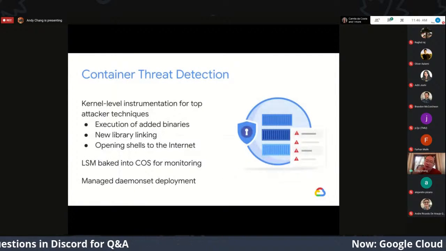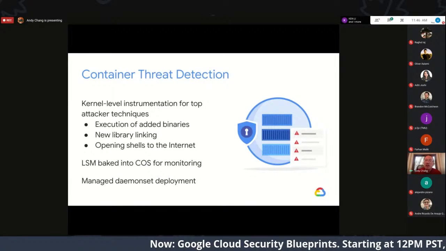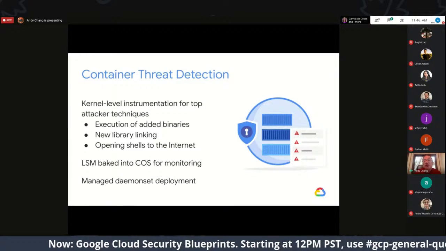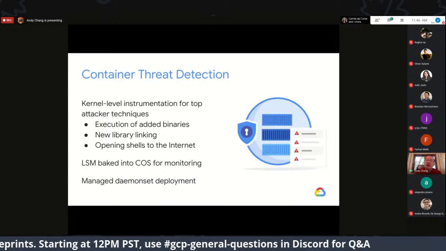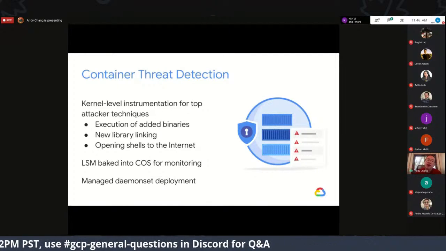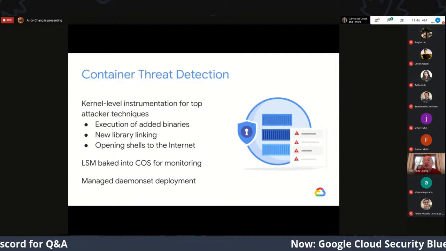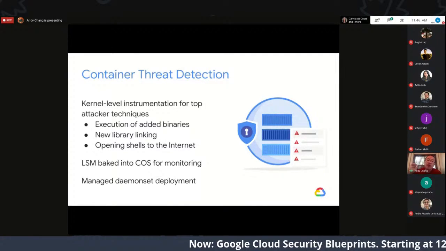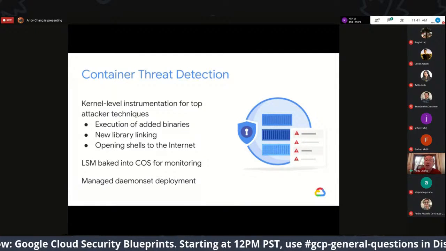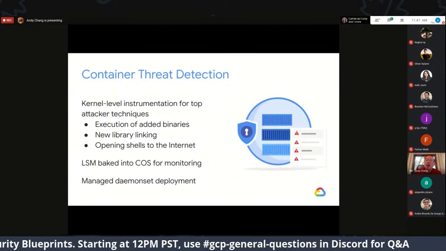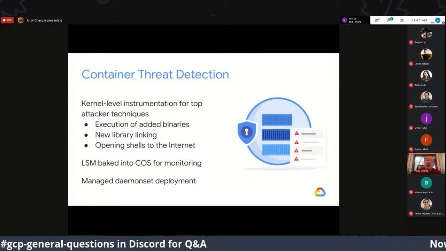And similarly, as I talked about in the beginning, it's useful to understand that as the center of mass of development moves to containers, we believe it's important and differentiated at Google Cloud to provide you some built-in threat detection for those containers. So what we've done is combine two things. First, a Linux security module, which is baked into the Container-Optimized OS that we have, which provides that ability to understand what's happening at the container level.